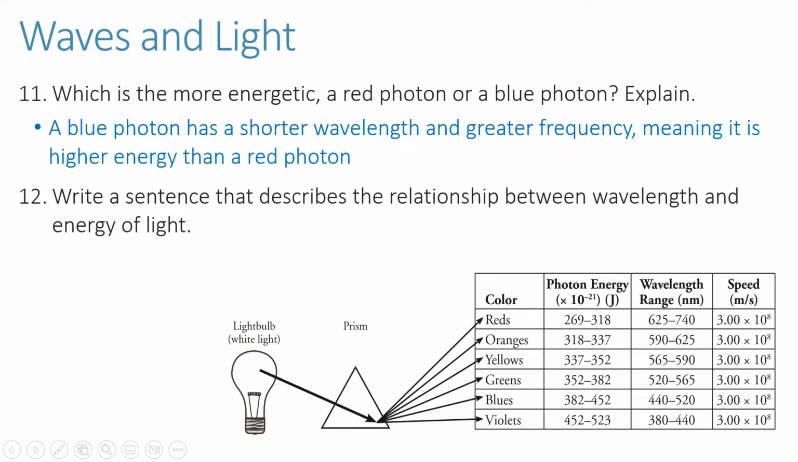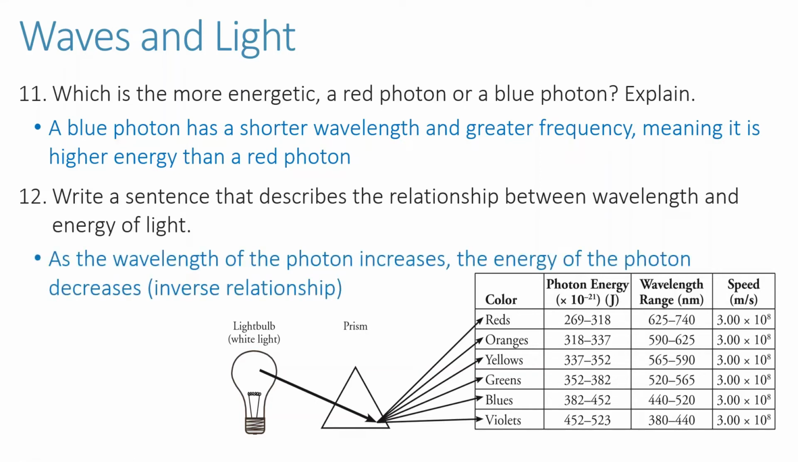Write a sentence that describes the relationship between wavelength and energy. As the wavelength of the photon increases, the energy of the photon decreases. We call this an inverse relationship.